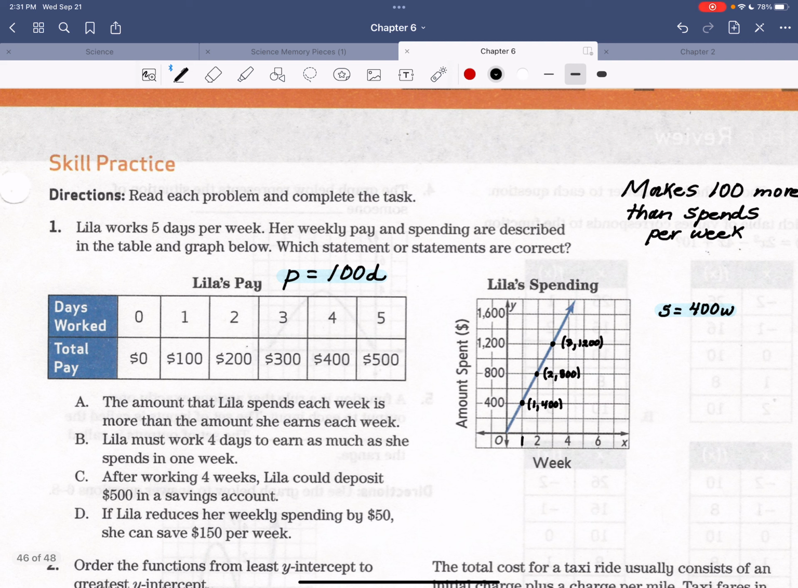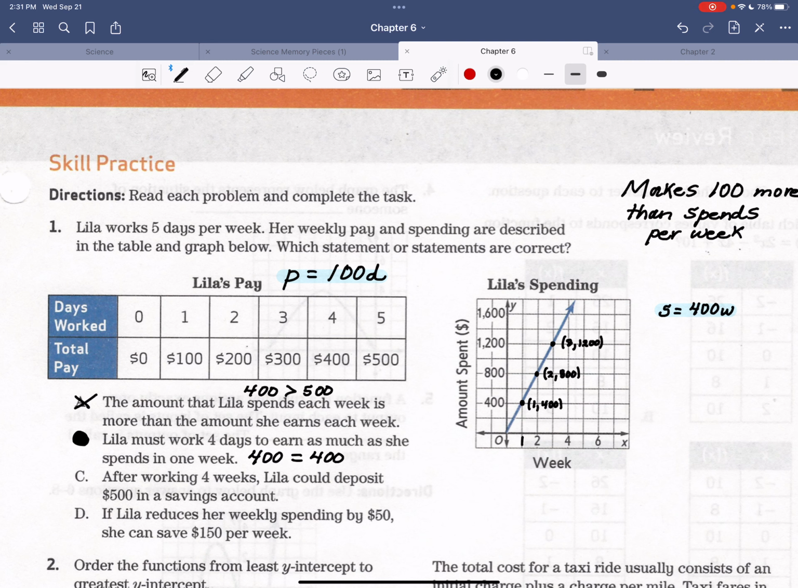The amount that Lila spends each week is more than the amount she earns each week. So this is saying that 400 is more than 500, and that is not true. Lila must work 4 days to earn as much as she spends in 1 week. Well, 400 that she makes in 4 days equals 400 that she spends each week. So that one is a true statement.